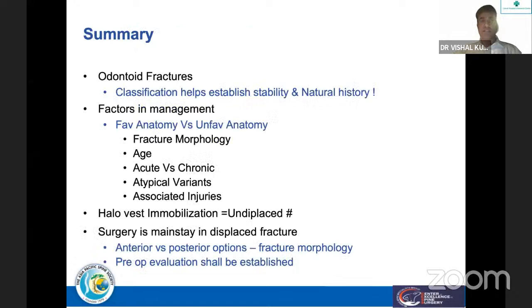To summarize, in odontoid fractures the classification is simple. However, the natural history is not. There are multiple factors in management. Unfortunately, most classification systems have not comprehensively taken all these into planning. But we as clinicians need to take all these factors into consideration to decide whether there is a favorable anatomy and feasibility of an anterior screw, or there is an unfavorable anatomy with variables present requiring a posterior surgery.